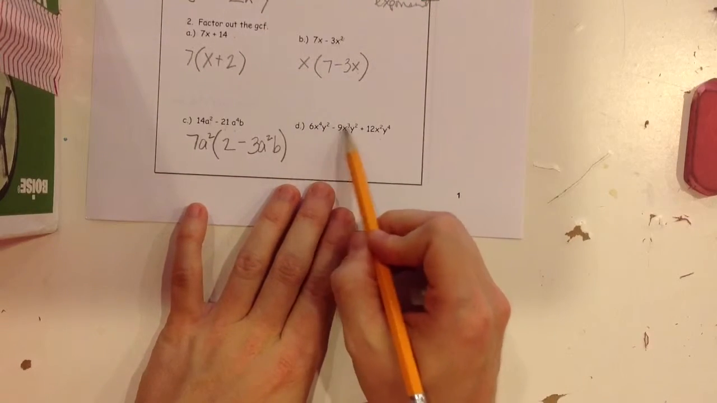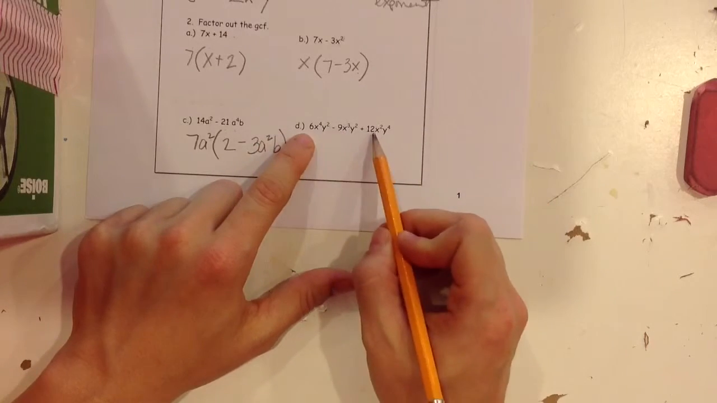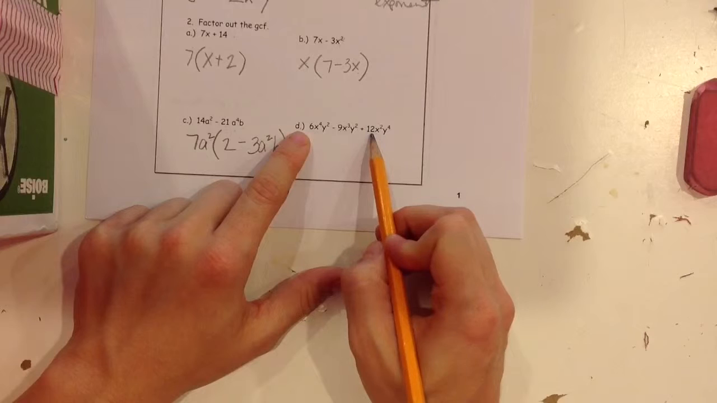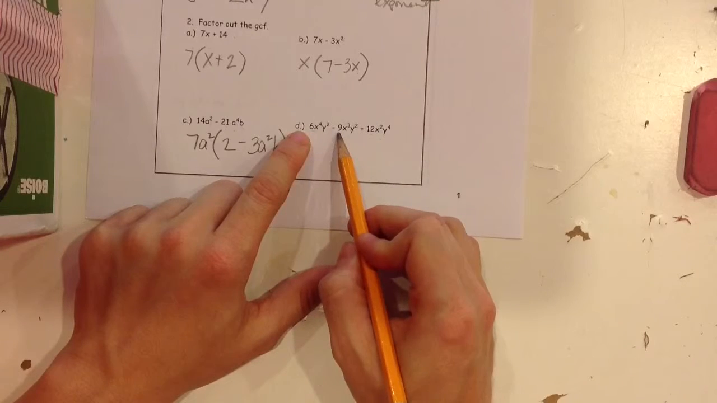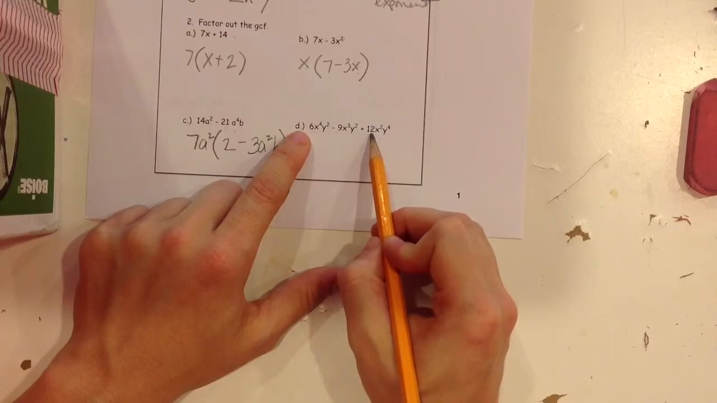For our last example on GCF, we have 3 different terms. So that means I have 3 numbers and 3 sets of variables to look at. 6, 9, and 12. Something that will go into all these, the biggest number. 6 won't go into 9, so let's think. 3 will go into 6, 3 will go into 9, and 3 will go into 12.